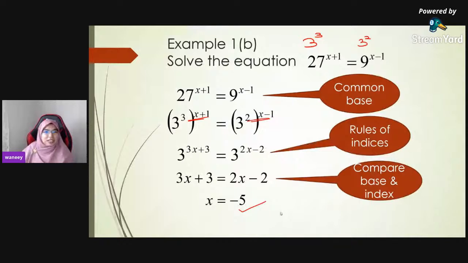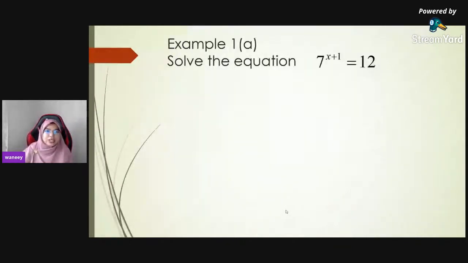Okay, so now let us go to example 1a. Solve the equation 7 to the power of x plus 1 equals 12. So 7 is already a prime number, so I cannot change it into another base. 12 can be changed to 1 times 12, but that is not 7. 3 times 4, that is also not 7. So I cannot change anything in terms of 7 or 7 to the power of something. So that means I don't have a common base over here.